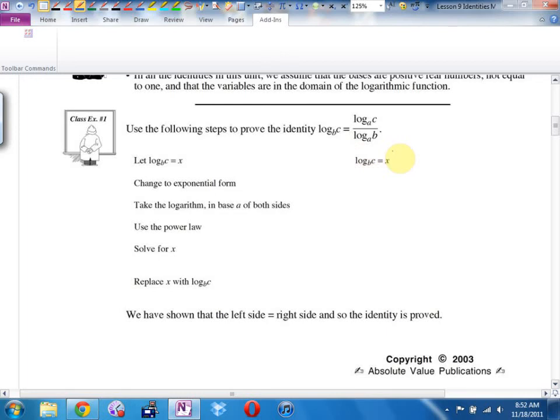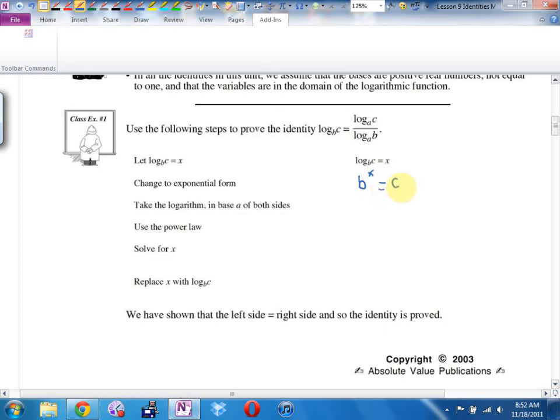Absolutely, Mr. Dueck. By the way, this is going to be your first question on your test. I'm either going to give you a log and say write it as an exponent, or I'm going to give you an exponent and say write it as a log. And I would consider that less than C minus level question. Like, this is the one I expect. If you get that one wrong, you're flunking the test. B to the X equals C.